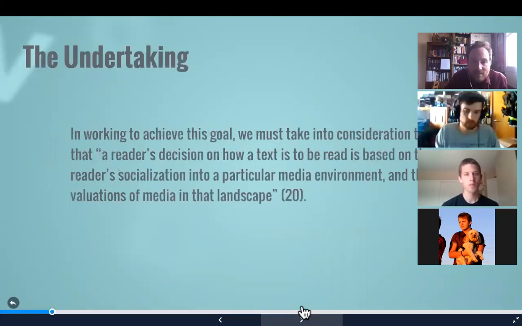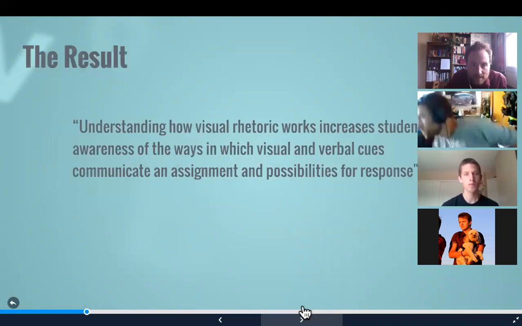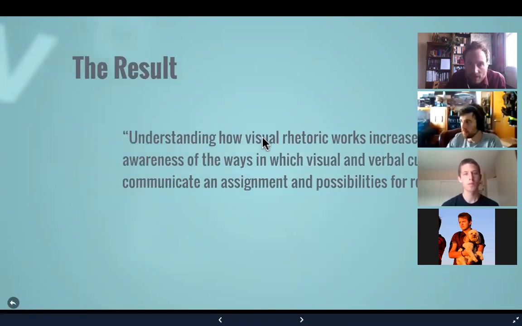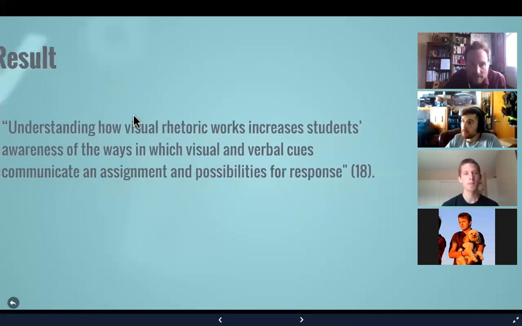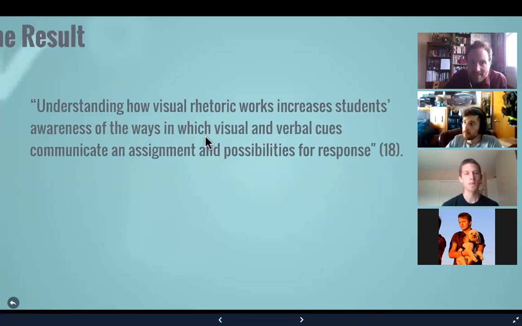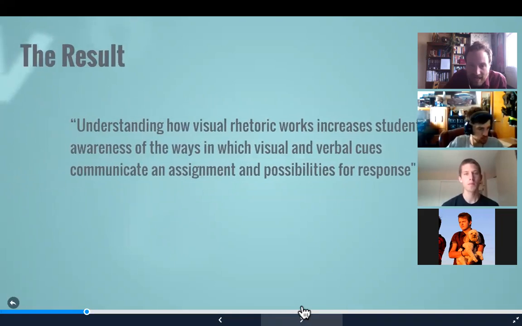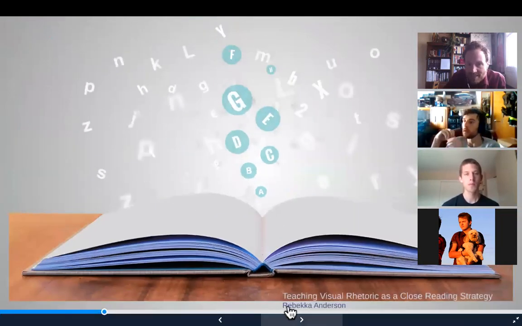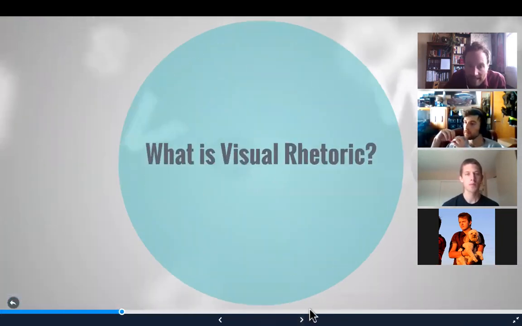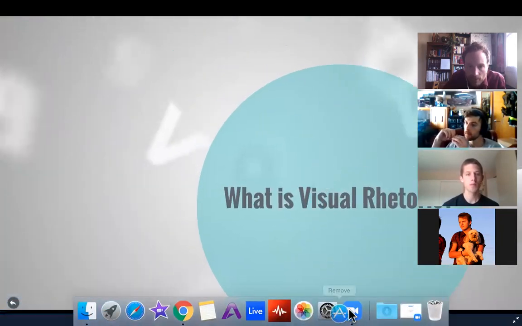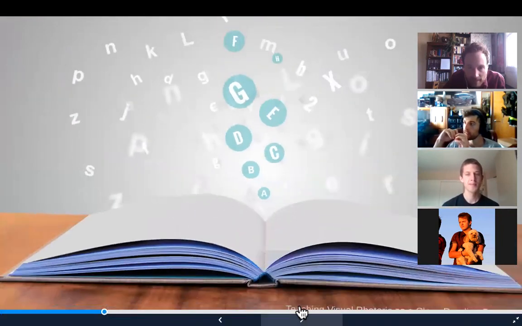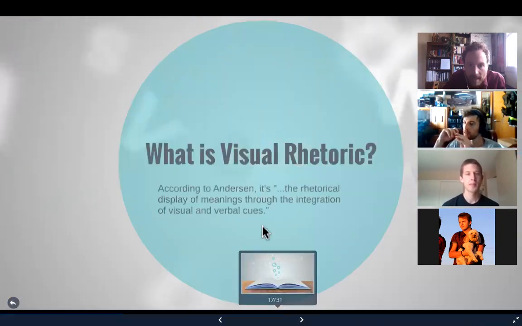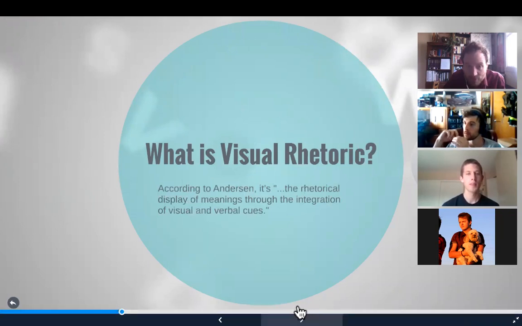I'm going to go through this very quickly. Basically, she's arguing that visual rhetoric works to increase students' awareness in the ways in which visual and verbal cues communicate an assignment and the possibilities for response. i.e., it's not just the language that we're using, it's the visual presentation of that language. Even in texts, there are visual cues.